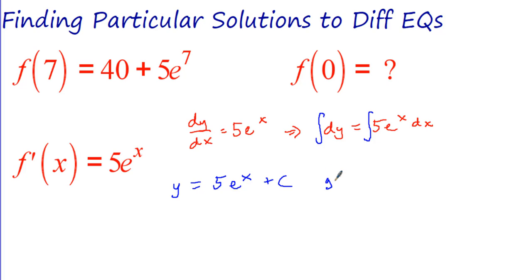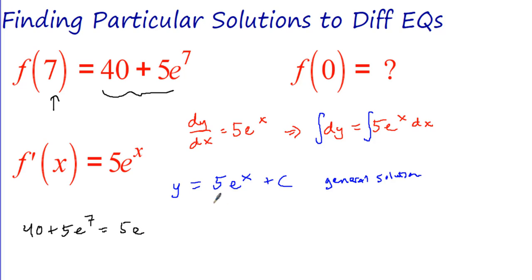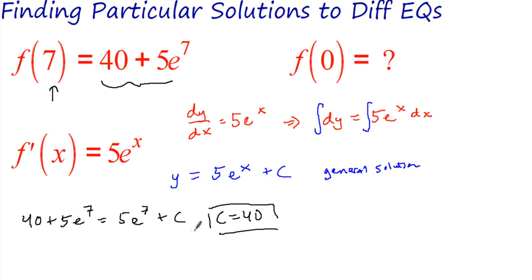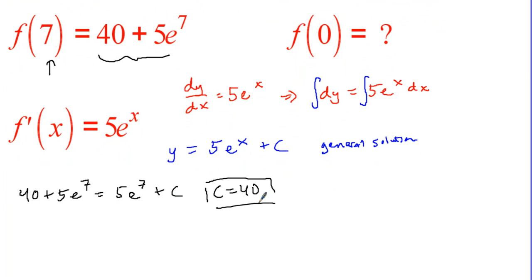And so that is just my general solution. That's not my particular solution. For my particular solution, I need to plug in numbers that I know. I know when x is 7, y is 40 plus 5e to the 7. So y is equal to 40 plus 5e to the 7 when x is equal to 7 plus c. So obviously, what is c equal to? C has got to be equal to 40, isn't it? Because we have 5e to the 7 plus 40 equals 5e to the 7 plus c, so it's got to be equal to 40.